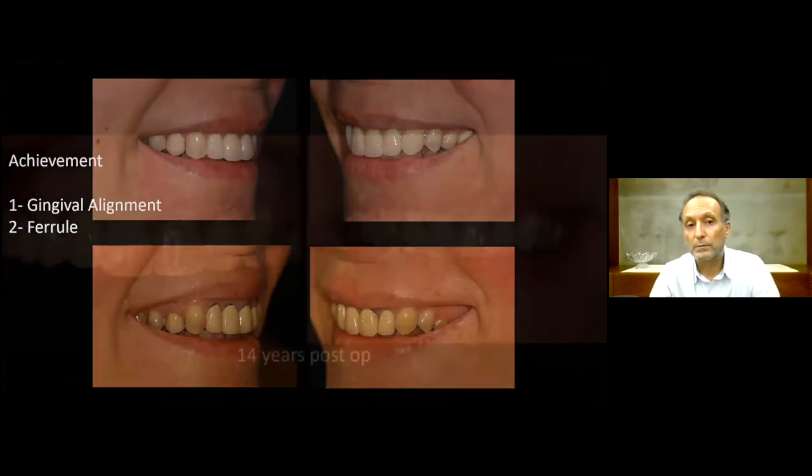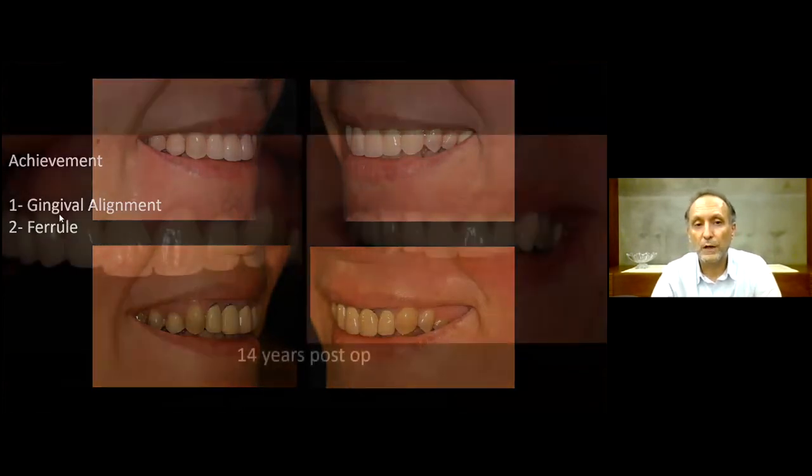14 years post-op. She's not brushing very well on the central incisor, but 14 years post-op. Can you imagine the stability that we have? Guarantee this on any other technique?